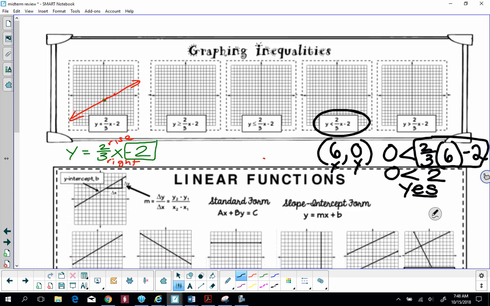And so that's the only thing I would do. Make sure that you plug in your answer choices. So if they ask you something's a solution, plug it in, plug it in. So if you see the word solution, you know, plug it in. Does that make sense?